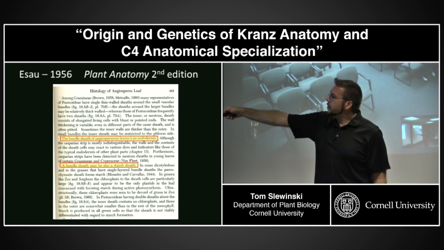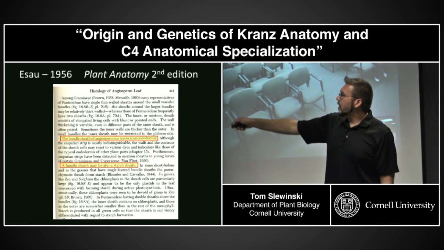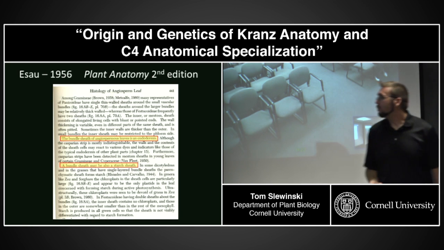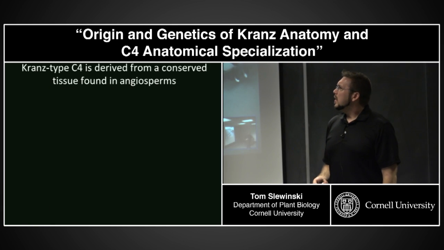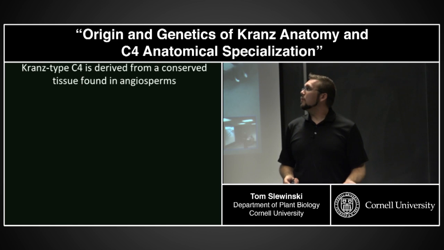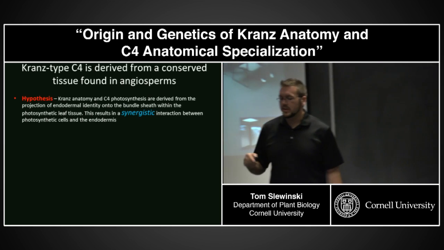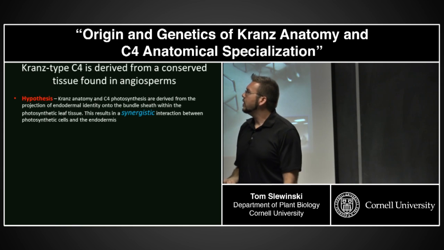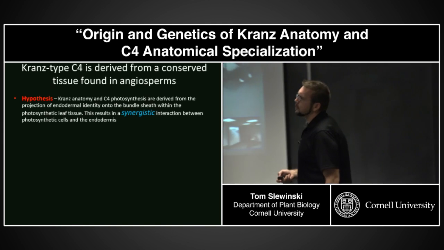She just described all of the starch sheaths, whether in the leaf or in the stems, as an endodermis. And it turns out the ones she said have a starch sheath in the leaf were C4 plants, such as maize and sorghum. So this led to a new hypothesis. Well, Kranz anatomy, or Kranz-type C4, may be derived from a conserved tissue in all angiosperms. And Kranz anatomy and C4 are derived from the projection of the endodermal identity onto the bundle sheath within the photosynthetic tissue. And it results in a synergistic interaction between the photosynthetic tissue and the endodermis.